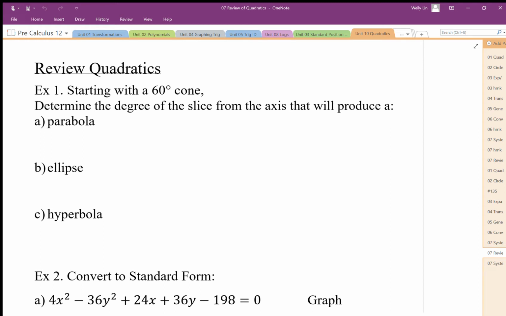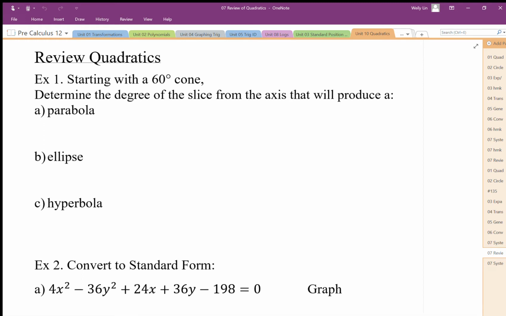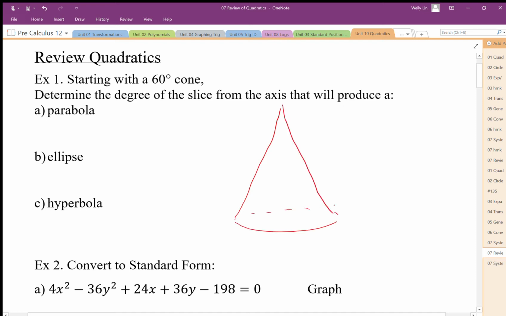So looking at a 60-degree cone, we're going to figure out how to slice the 60-degree cone to form these different shapes. So I'm just going to sketch my 60-degree cone. Okay, so that means that the cone angle is 60 degrees. If I draw my axis straight through the middle, this angle in here is going to be 30 degrees.